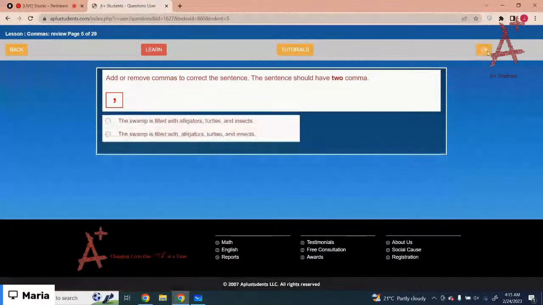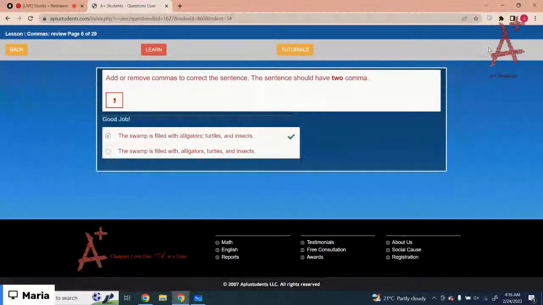The swamp is filled with alligators, turtles, and insects. So which is the correct option? Option 1 or option 2? So option number 1 is the correct option. You just have to put a comma right after each item: alligators, turtles. You don't have to put a comma after the last one. Got it? Option number one is the correct option.